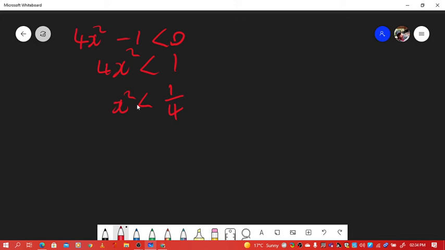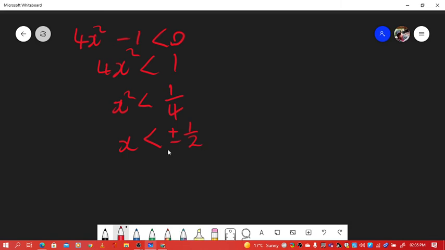Now the square root of this, the square root of x squared is x. Then if you take the root of this, you're going to have plus or minus 1/2.